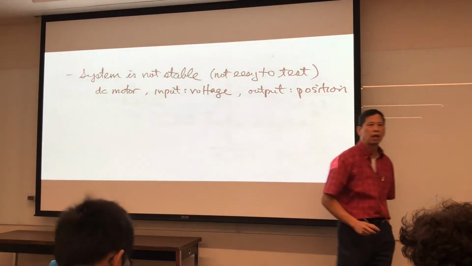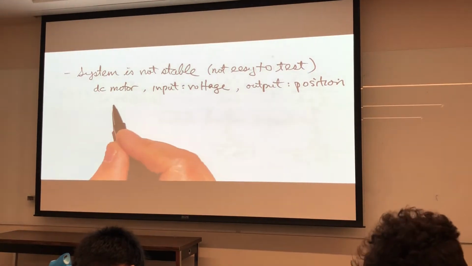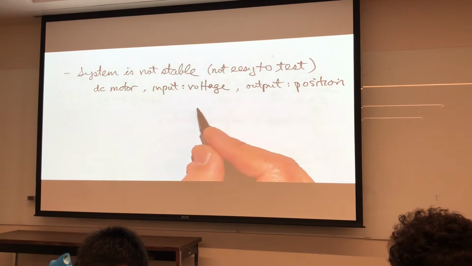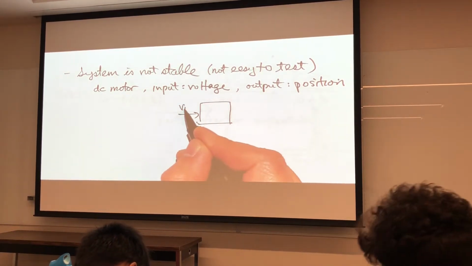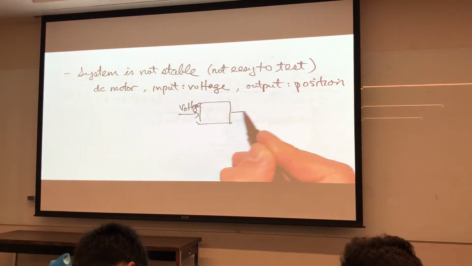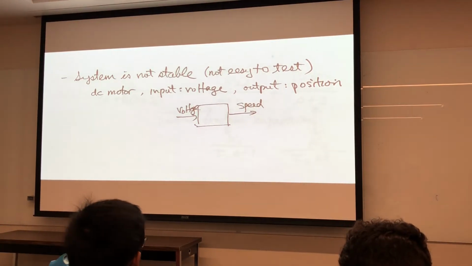This is not a stable model. Let me explain why it's not a stable model. Let's draw a block diagram. The input is voltage. The output is, let's say initially, speed.